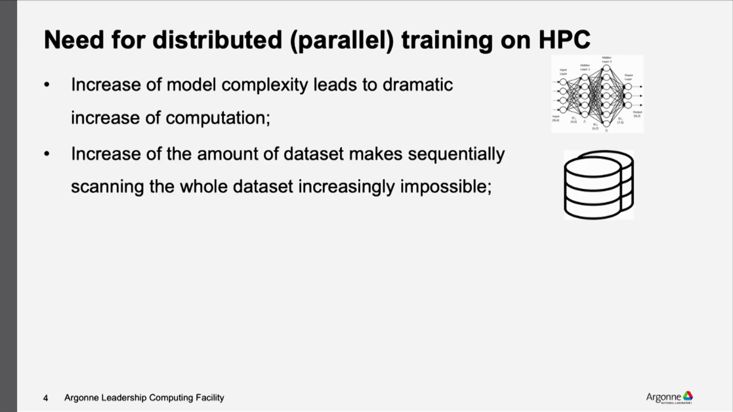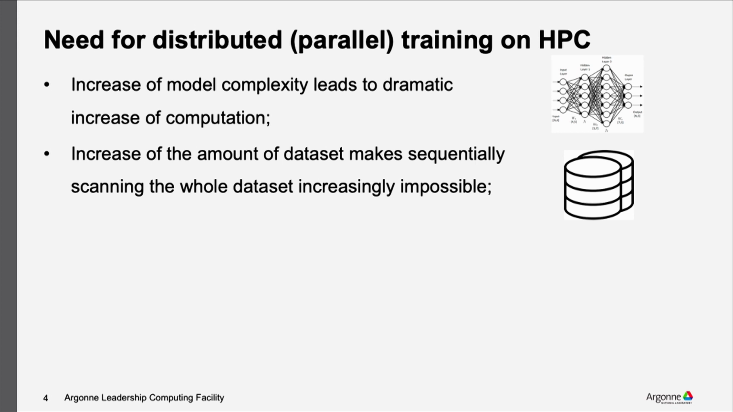The second thing is that the amount of data we are dealing with is also increasing significantly. Previously, we dealt with megabyte or gigabyte data. Now we are dealing with petabyte or even exabyte data. Just imagine your neural net scanning through this dataset in a sequential way; it will take a lot of time. So it becomes increasingly impossible to do everything sequentially.